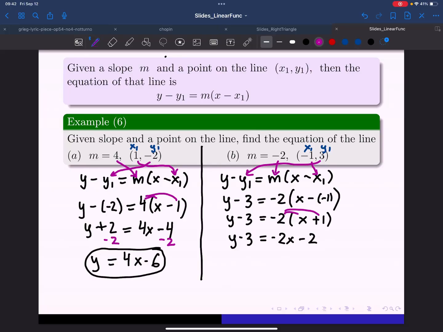And the last step, we can bring this minus 3 to the other side. So we need to add 3 to both sides. And we have y is equal to minus 2x plus 1. And that's my final equation of the line.